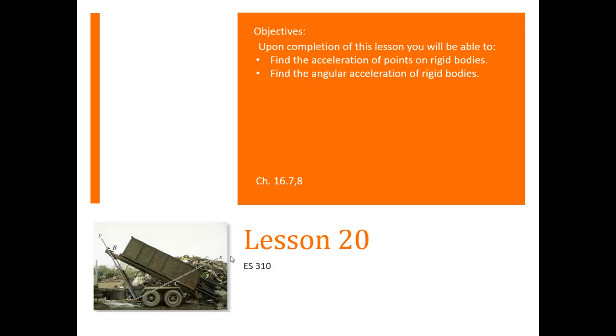Today we're going to extend the work we have been doing with relative velocities to the acceleration realm. So we'll be looking at finding accelerations of points on rigid bodies when information is known about accelerations of other points on those bodies. And we will also be looking at finding angular accelerations of rigid bodies. More information about this topic can be found in Hibbeler's Dynamics textbook, Chapter 16, Sections 7 and 8.